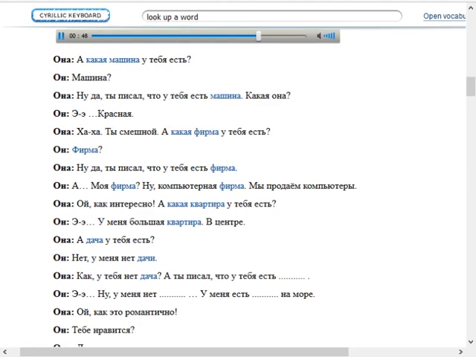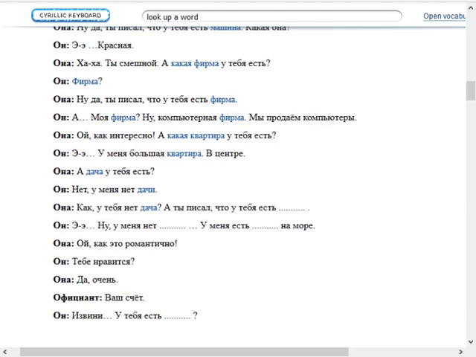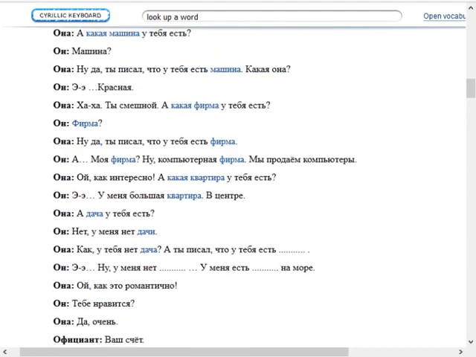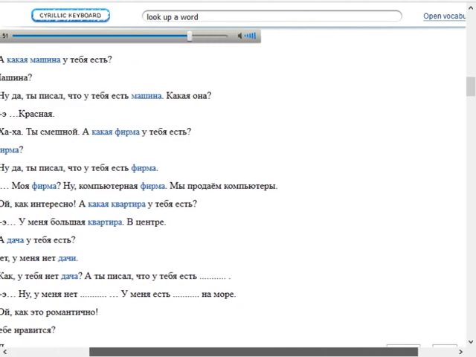Ну, у меня нет дачи. У меня нет dacha. У меня есть дом на море. У меня есть дом на море.